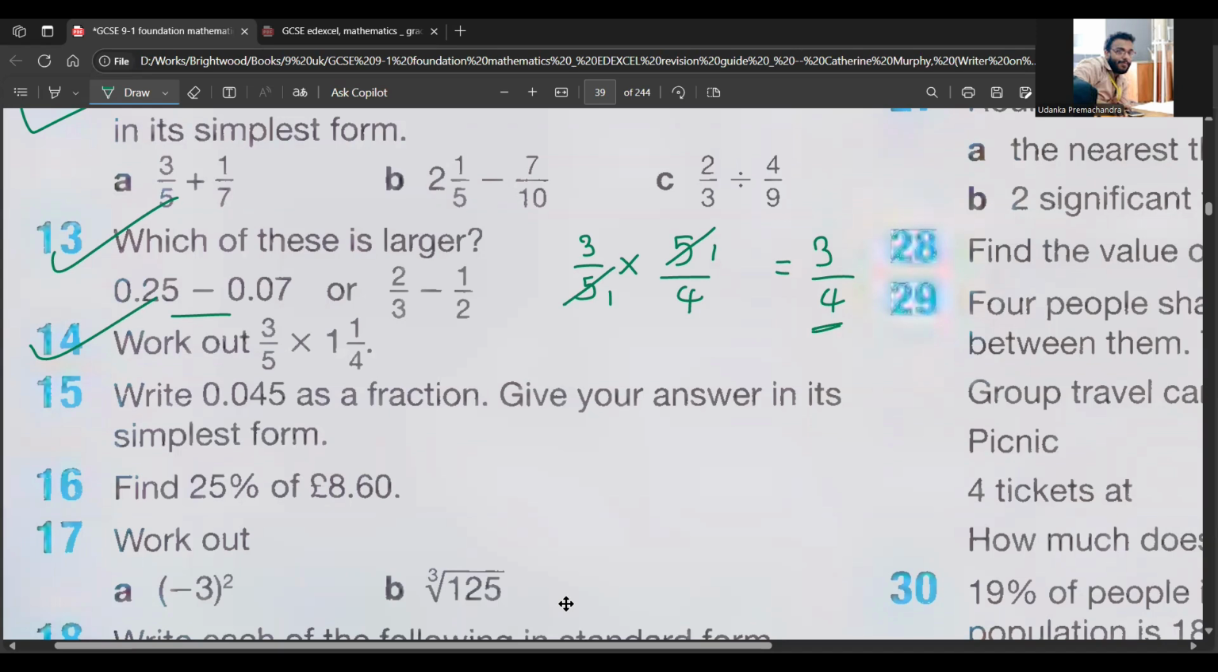Next one. Here actually 3 decimal points. So it's divided by 1000. Good. Yes. Do it.